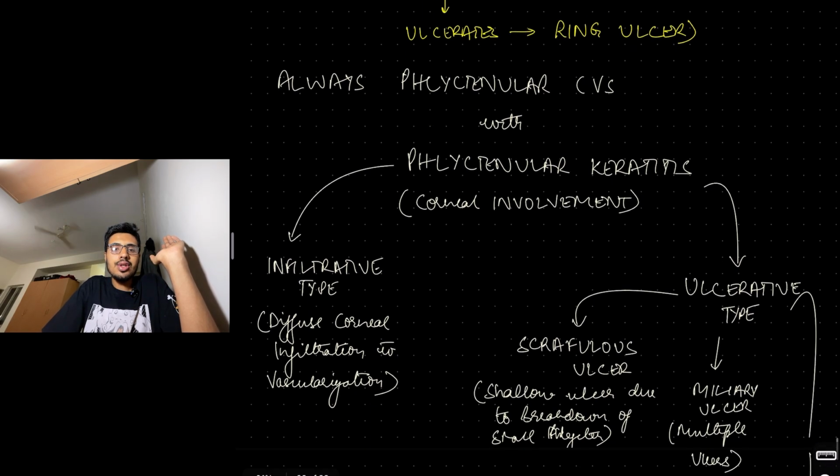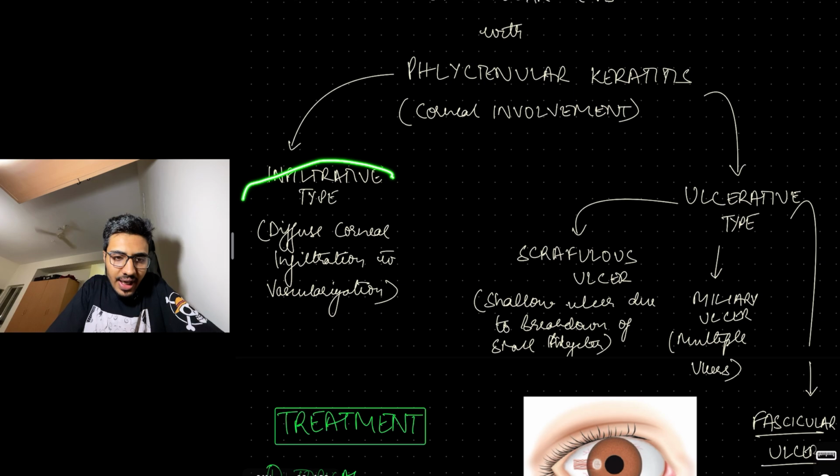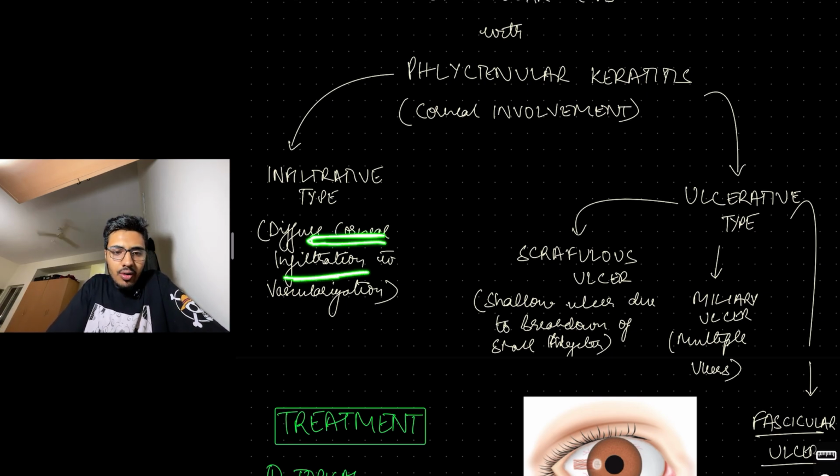Another thing you should remember is that phlectenular conjunctivitis will always be accompanied by corneal involvement. So phlectenular keratoconjunctivitis. This phlectenular keratitis part can be of two types. It can be the infiltrative type, where you just have diffuse infiltration of these WBCs, polymorphonuclear leukocytes, lymphocytes and all, into the cornea. And infiltration is followed by vascularization. That is the infiltrative type of phlectenular keratitis.